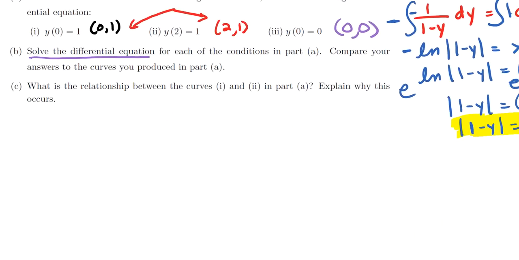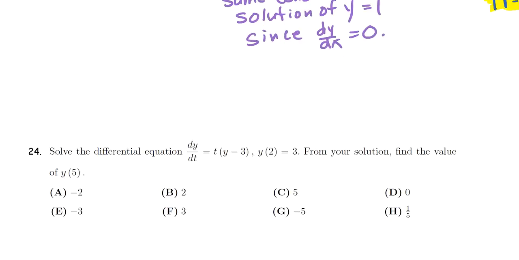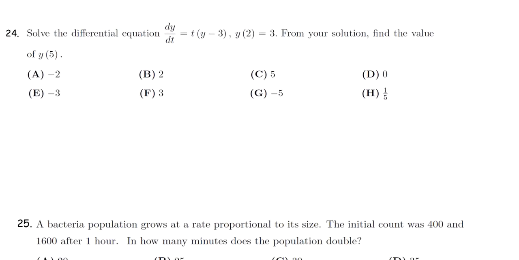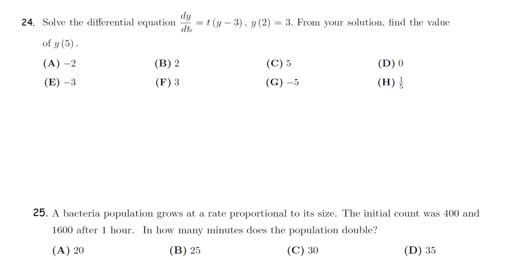All right, and we've got one more thing to explain here. What was the relationship in parts 1 and 2? We had the same constant solution of y equals 1 since dy dx equals 0.